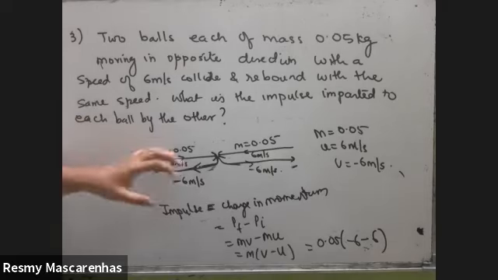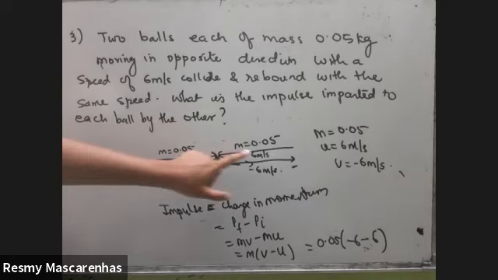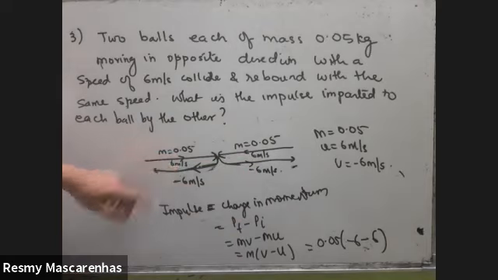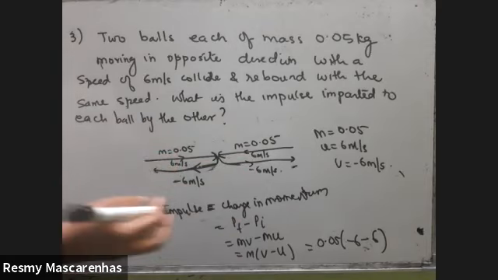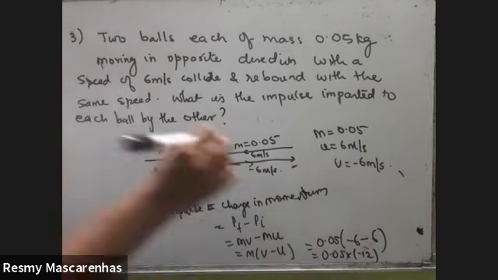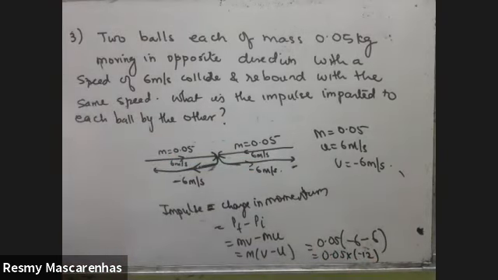So by each ball, only one ball you have to calculate. Whether you're calculating for ball 1 or ball 2, it's the same value because both have the same mass, same velocity. So that will be 0.05 into minus 12. 12 times 5 is 60. So that will give you minus 0.6 Newton second. That's the impulse.